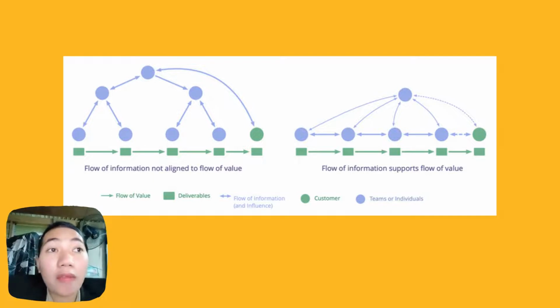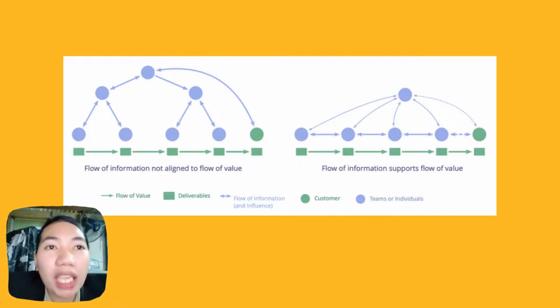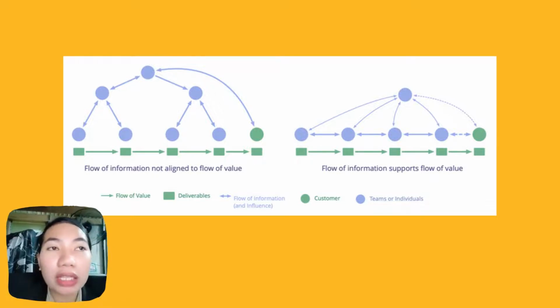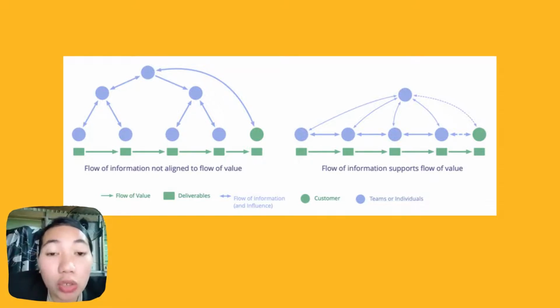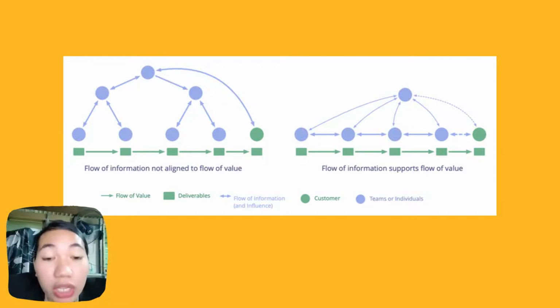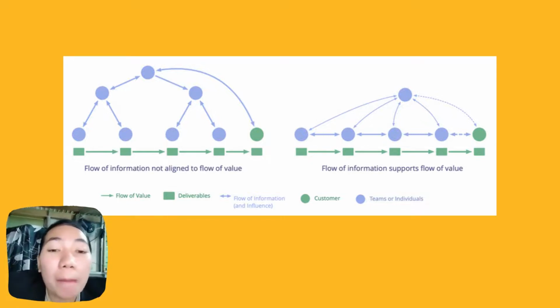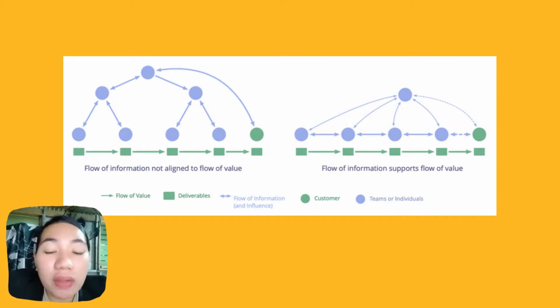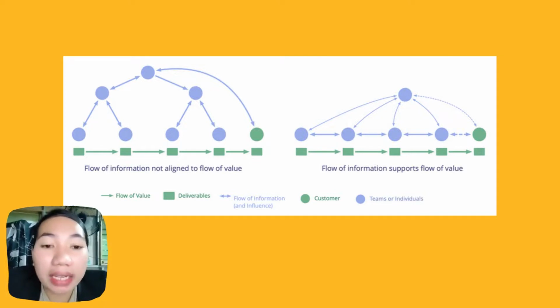While if you see here at the right side, you can see the flow of information supports the flow of value. So, makikita mo ang deliverables and flow of value na connected sila with each other, and also the teams or individuals, they are connected by the flow of information. They are sharing their own ideas with one another, not just with a specific person, but they share it with each other. So that's why they have a flow of information that supports the value. Kaya napaka-align ng flows nila.